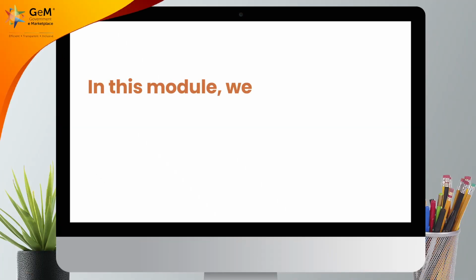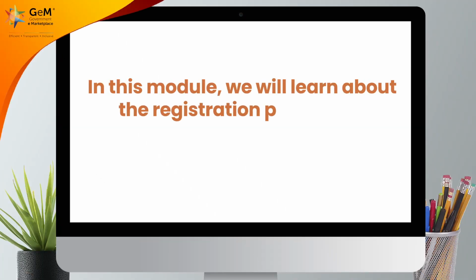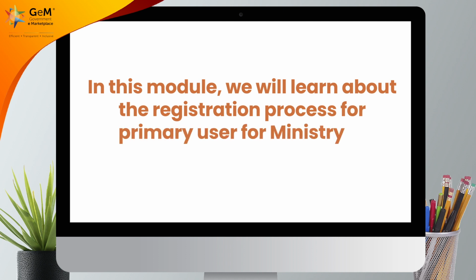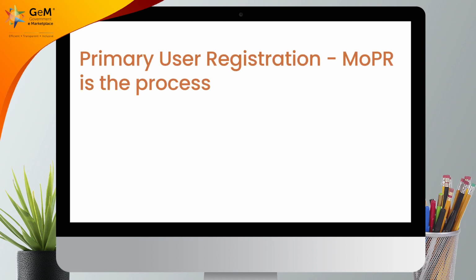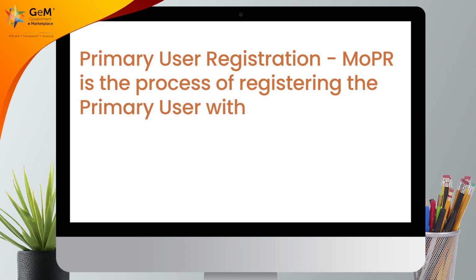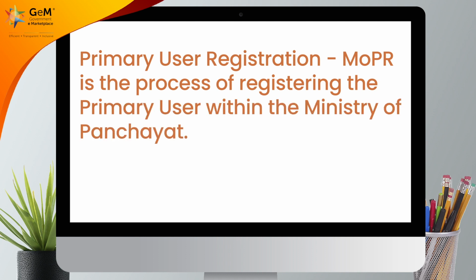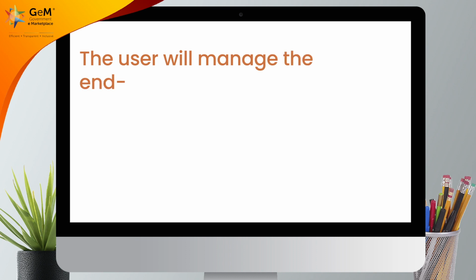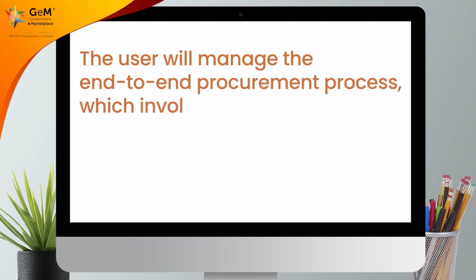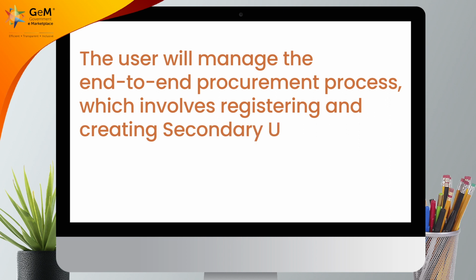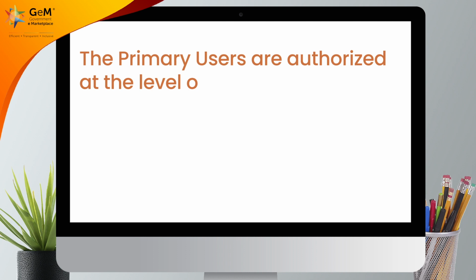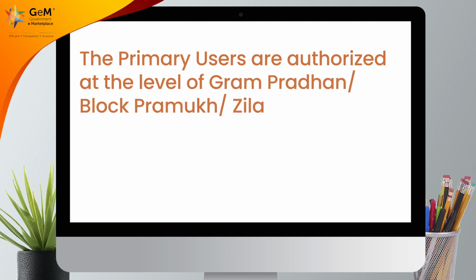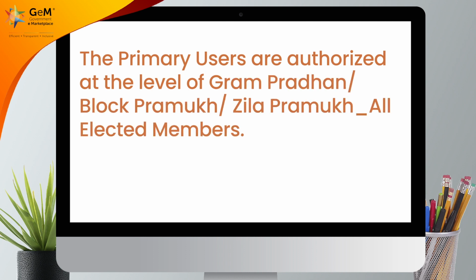In this module, we will learn about the registration process for primary user for Ministry of Panchayati Raj. Primary user registration, MoPR, is the process of registering the primary user within the Ministry of Panchayat. The user will manage the end-to-end procurement process, which involves registering and creating secondary users. The primary users are authorized at the level of Gram Pradhan, Block Pramukh, Zilla Pramukh, all elected members.